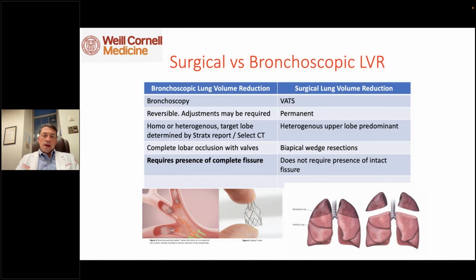The big caveat for a bronchoscopic procedure, which we will discuss in the next couple of slides, is the presence of fissures. There needs to be no collateral ventilation, no communication between the lobe being treated and the ipsilateral lobe. That requirement does not exist for surgical lung volume reduction. And as we will see later, absence of complete fissures will often be the most common reason for patients being disqualified from a bronchoscopic procedure.